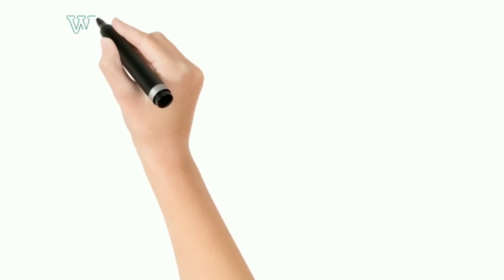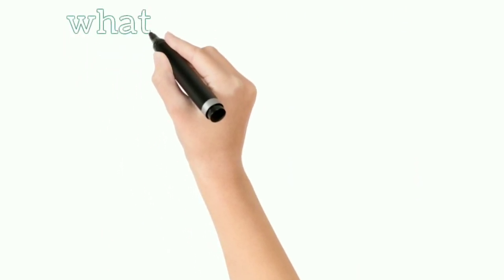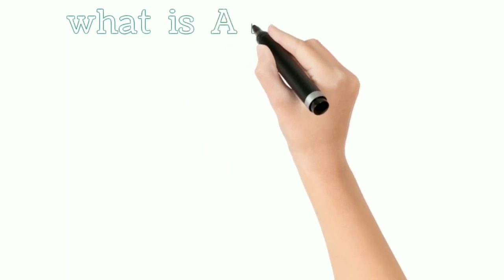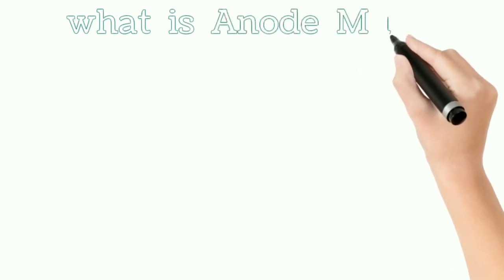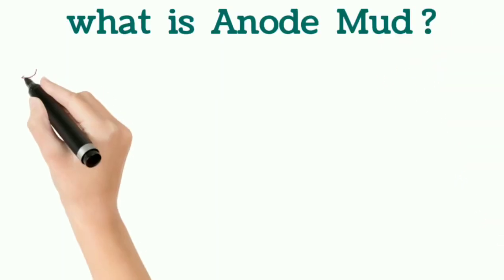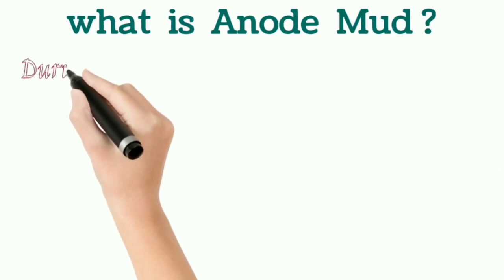So now let us see what is anode mud. Okay, அது anode கீழே deposit ஆகி இருக்க, அந்த black colorல் deposit ஆகி இருக்கிறது தான் anode mud. So how can we explain that? What is anode mud? Let me explain that.